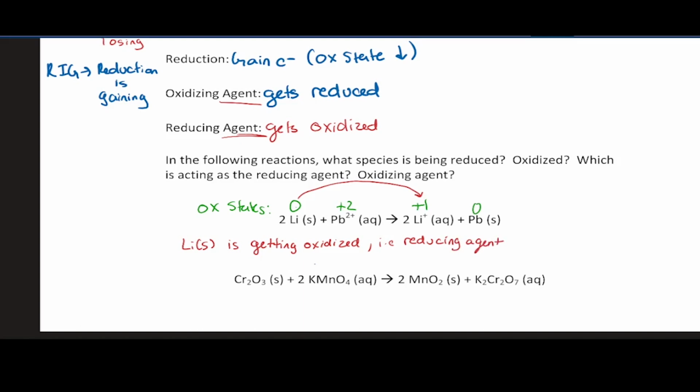Now we can move on to reduction, and remember, reduction is gaining electrons. So to gain electrons, its oxidation state will decrease. And looking at lead, we're going from positive 2 to 0, which again I would argue is a decrease in number. So our lead cation is getting reduced. Thus, it is the oxidizing agent.